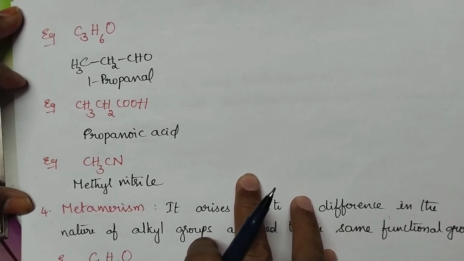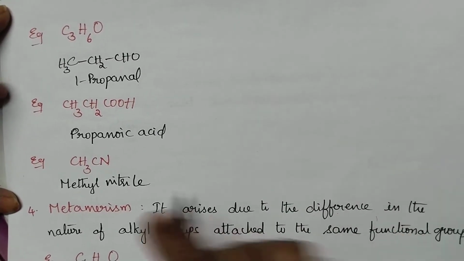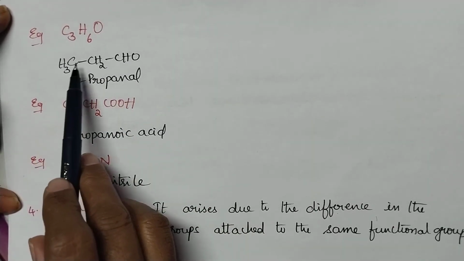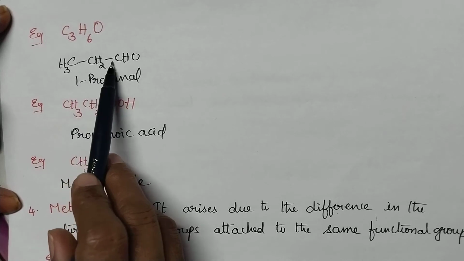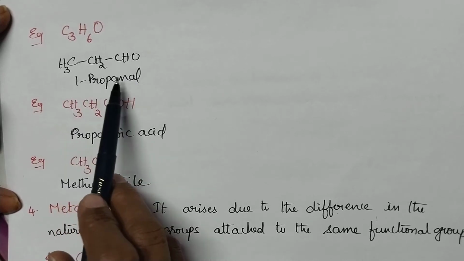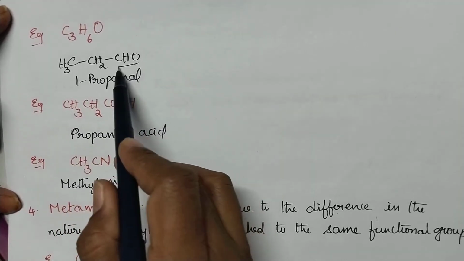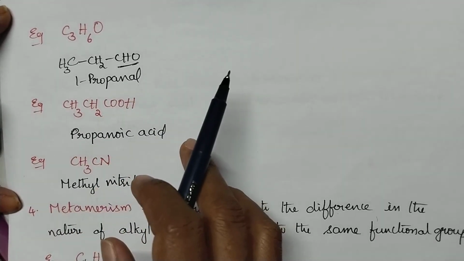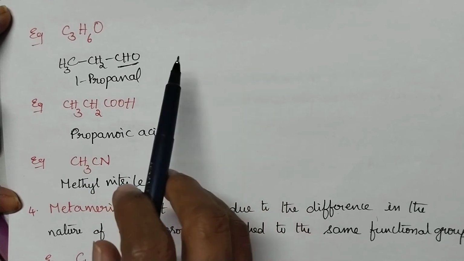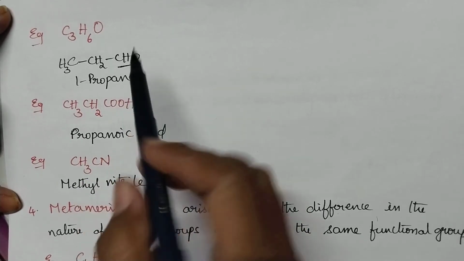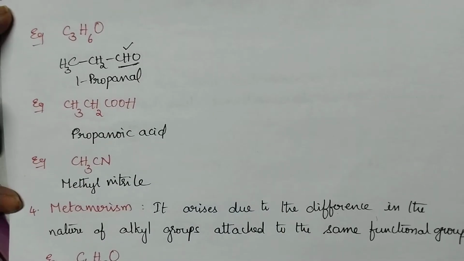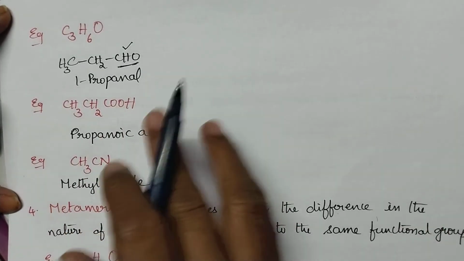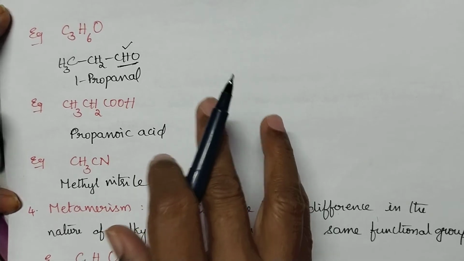If the molecular formula is C3H6O, we can write the structure as CH3-CH2-CHO. Here the functional group is aldehyde. So can you write the corresponding functional isomer? The keto form is the functional isomer for the aldehyde. That is the hint. By using that hint, try to write the corresponding functional isomer.